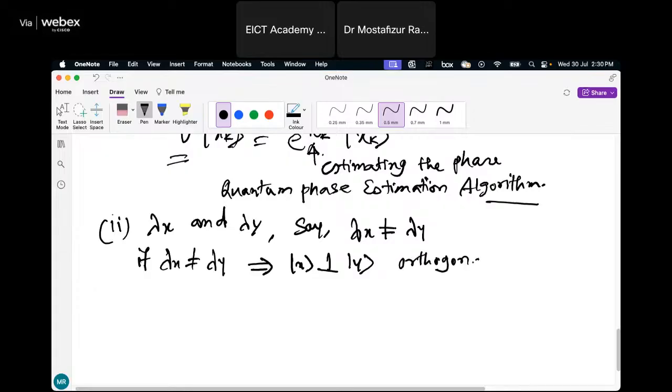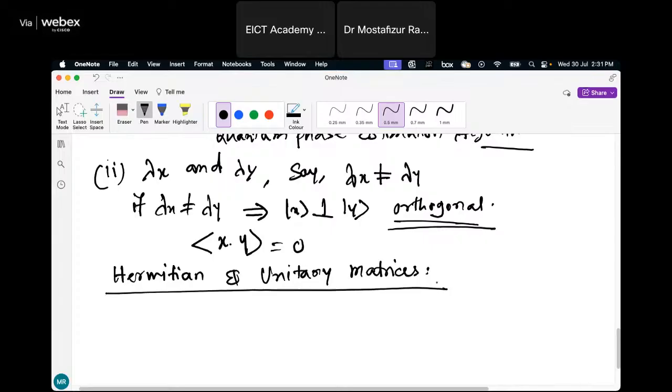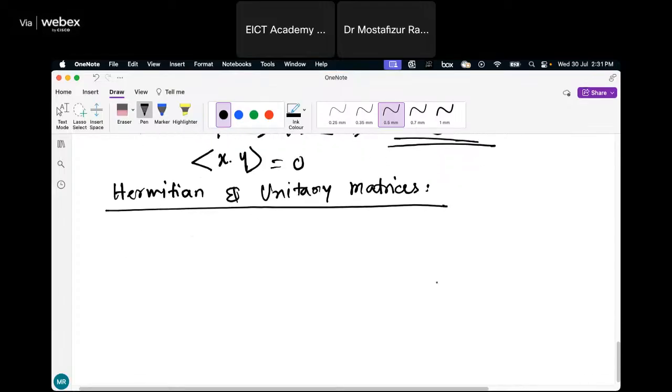This is important. So the inner product of the eigenvectors x and y equals 0, because they are orthogonal. Sometimes there is confusion between these two matrices: one is the Hermitian matrix, and the other is the unitary matrix. These are the heart of quantum computing, and I will repeatedly use them for the quantum Fourier transform.